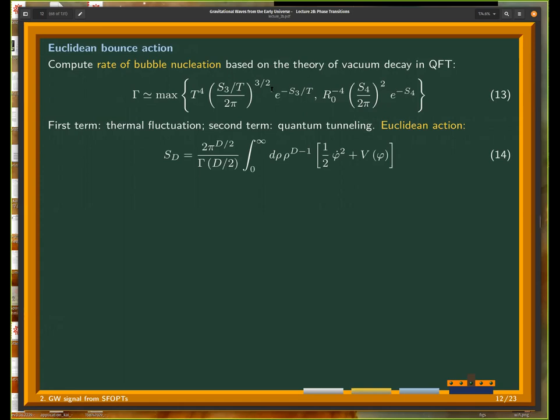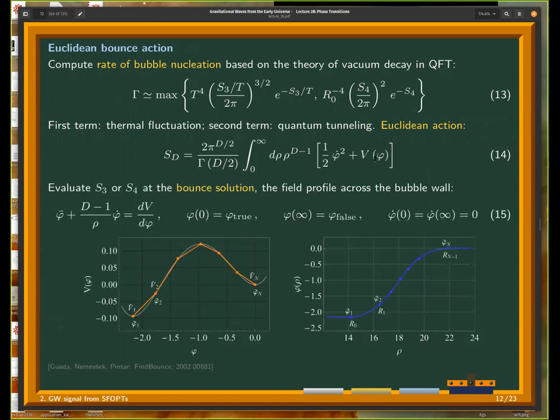So these actions here, these quantities S3 and S4, are the Euclidean action of the scalar field configuration that describes the bubbles nucleating in the false vacuum. For the description of the thermal fluctuation, I need a three-dimensional Euclidean action. And for the description of quantum tunneling, I need a four-dimensional Euclidean action. And you have to evaluate these Euclidean actions at the so-called bounce solution. The bounce solution is the profile of the scalar field across the bubble wall. Typically, this is determined numerically. That's why I'm showing these plots here from this paper, FindBounce, which is a numerical tool to find these bounce solutions and to compute these Euclidean actions.